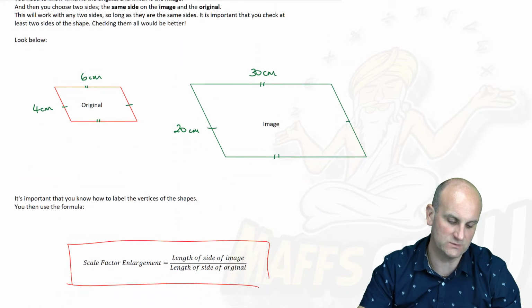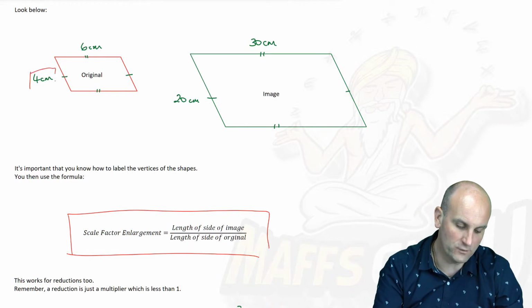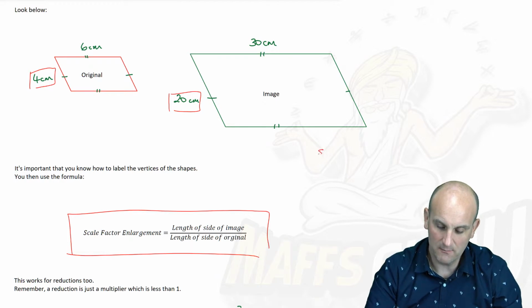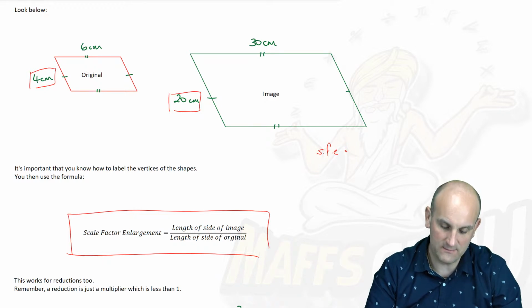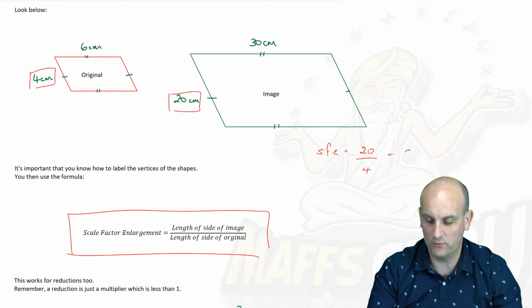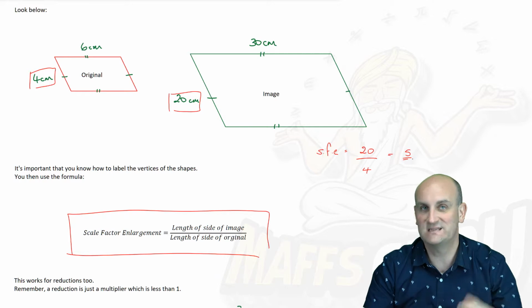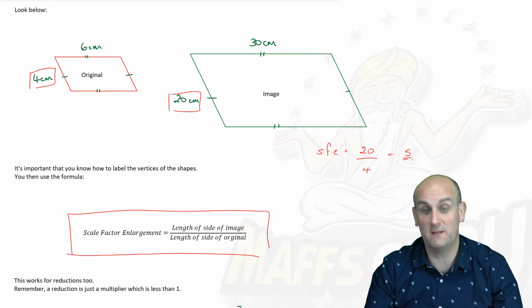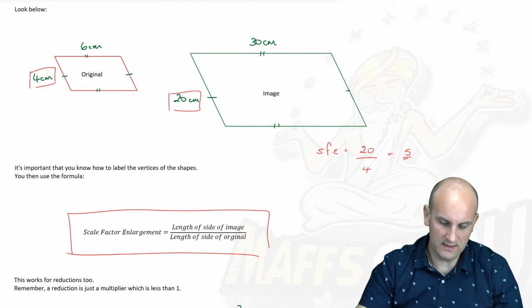Right, so looking at this one here, we have an original and an image. So we've got 4 centimeters here on my original, we've got 20 centimeters here on my image, and the formula says my scale factor enlargement is given by the length of my image, which is 20, divided by the length of my original, which is 4, and hopefully every single one of you will know to cancel that down. You must cancel fractions down, because if you don't, sadly, you lose shed loads of marks in mathematics. So that was nice and easy, and it doesn't get any harder than that.